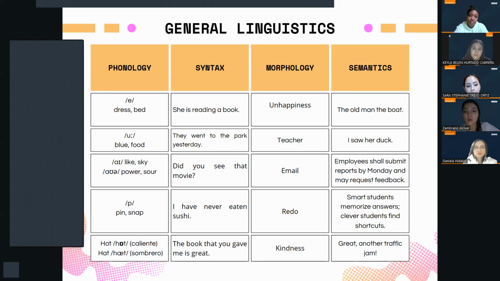Unhappiness: this word is formed by adding the prefix "un" and the suffix "ness" to the root word happy. It means the opposite of happiness. Teacher: this word is made by adding the suffix "er" to the verb teach. It turns the verb into a noun, meaning a person who teaches.